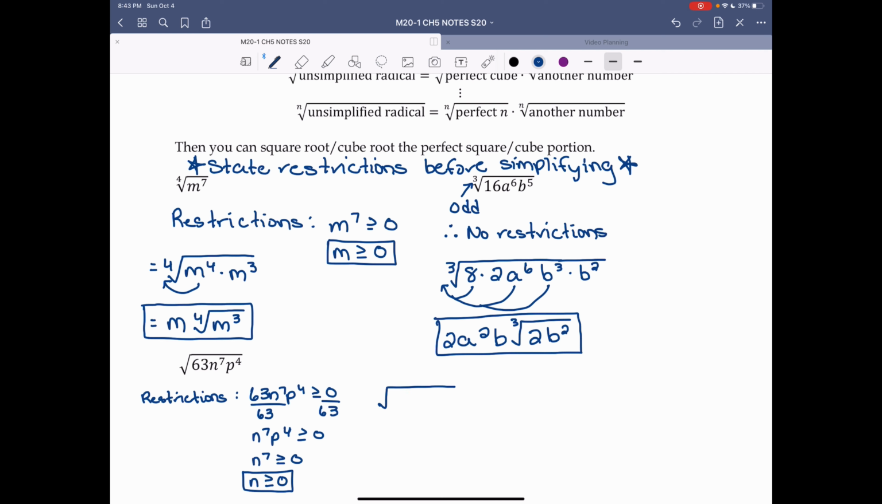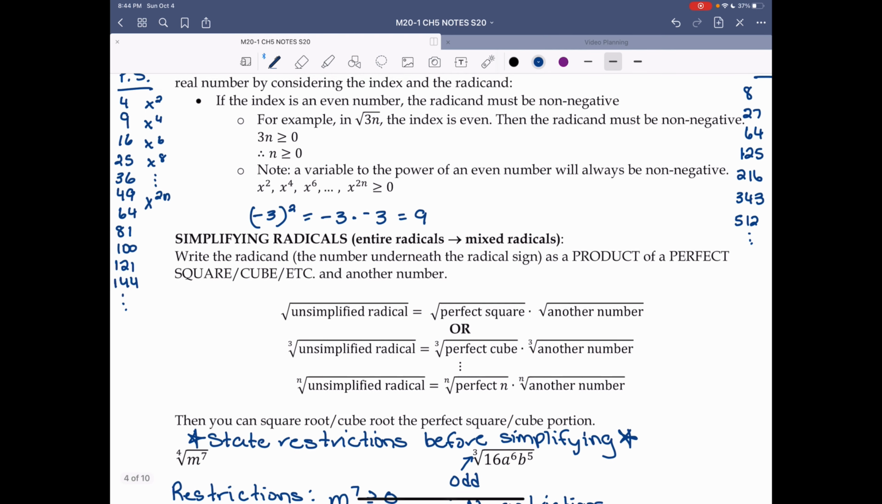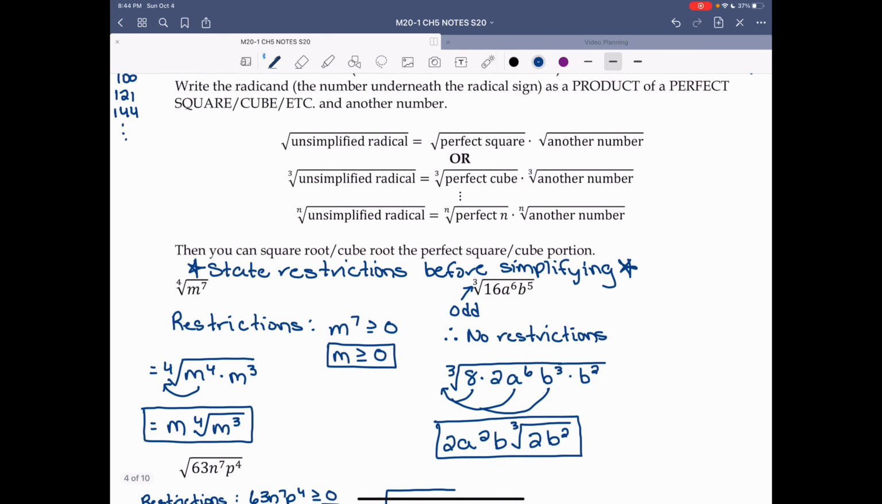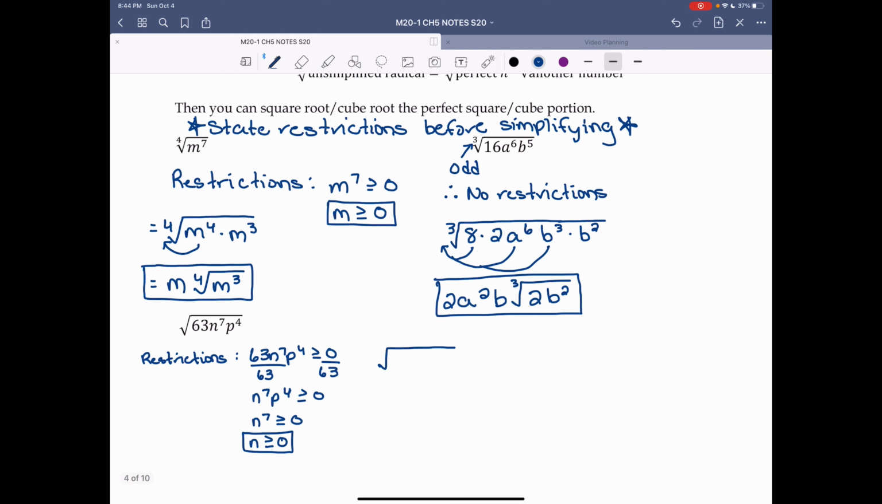We want to write 63 as the product of a perfect square and another number. The biggest perfect square that can divide 63 is 9. We get 9 times 7 times. Then we want to split our n to the 7 into n to the power of something that can be divided by 2. So n to the 6 times n. And then p to the 4 is already a perfect square, so we can leave it as that.